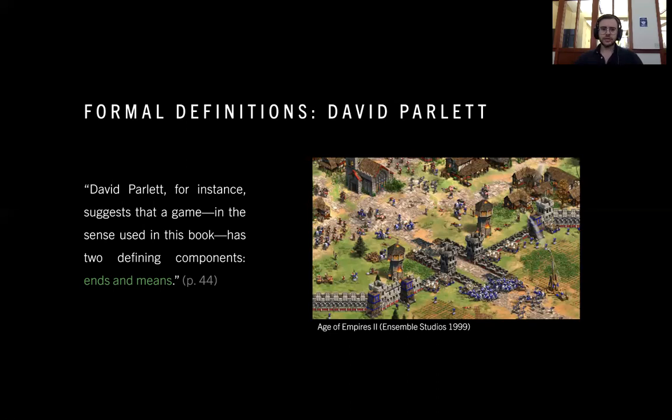In that regard, David Parlett looks at games as dependent on these two entities, namely that we have a goal and we have means or ways to achieve this goal. So if our objective is to defeat a player, the game provides us with means, so resources to build up an army, etc., to then take on our enemy, defeat the enemy, and win the game.